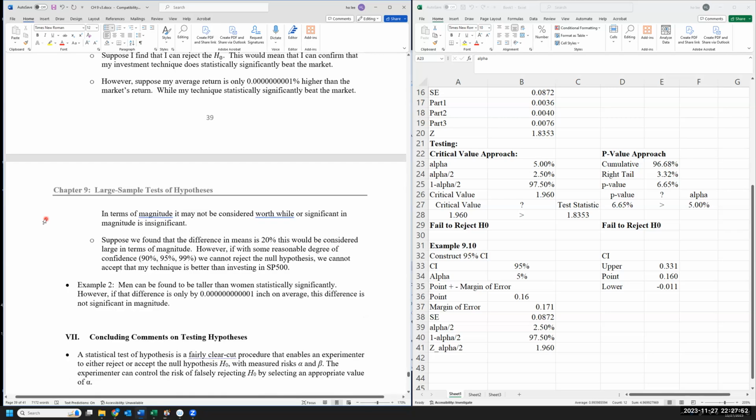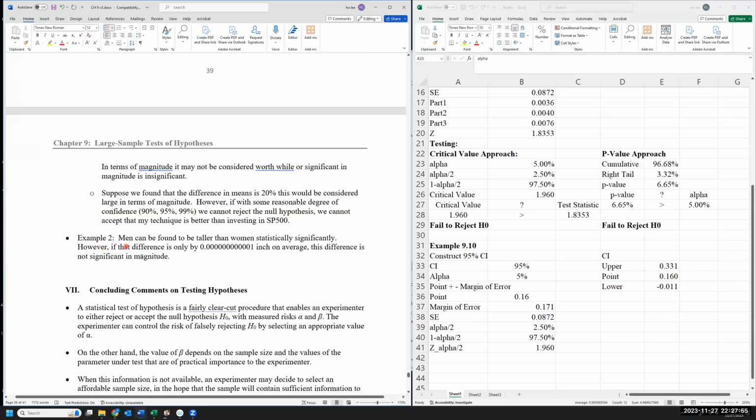Here's another example. Try to beat this into you. Example 2. Men can be found to be taller than women, and that could be true statistically significantly. But suppose the difference is only by 1/1000th of 1 inch. Well, is that really men being taller than women? Yeah, technically they are. But for all intents and purposes, if the true difference is that tiny, 0.00001 inch, then in reality, in magnitude, they're effectively equal height, even though, yes, scientifically, statistically speaking, men are taller than women. Okay.